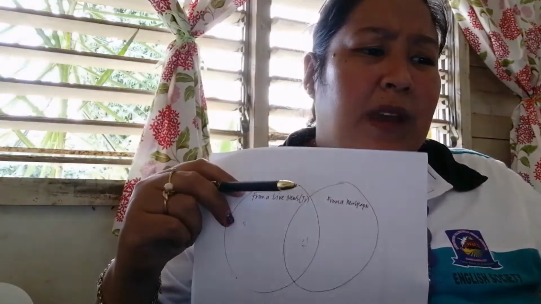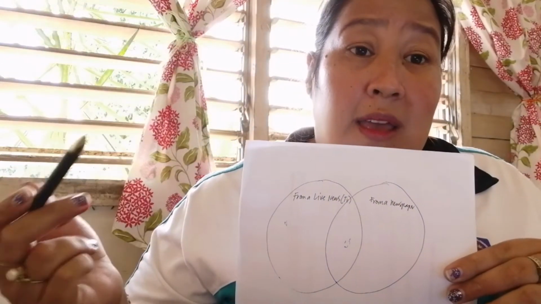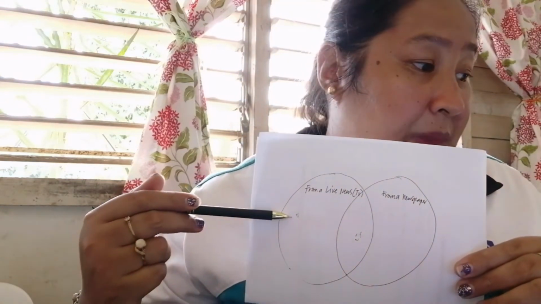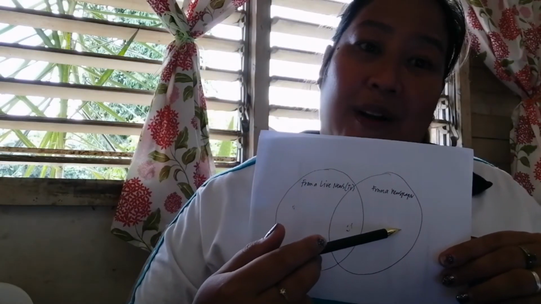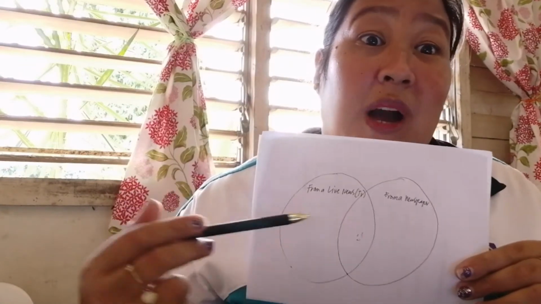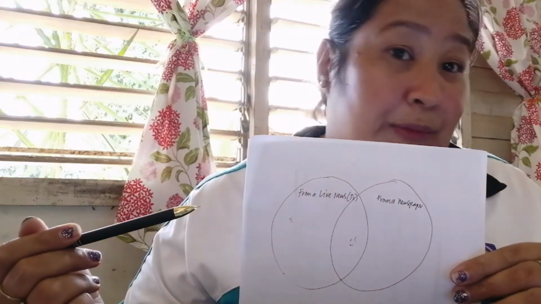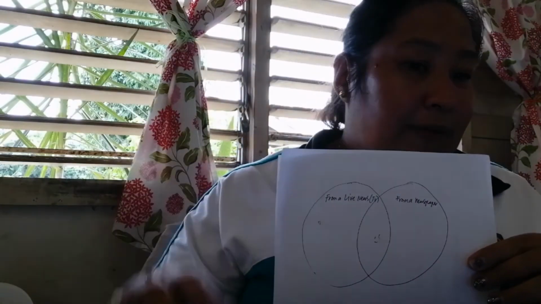So for example, the information is easy to find. Where do you think that statement should go? Is it here on the live news or on the newspaper? Okay, so that's how you are going to answer the Venn diagram. Okay, I hope we are clear with that. We are clear already.